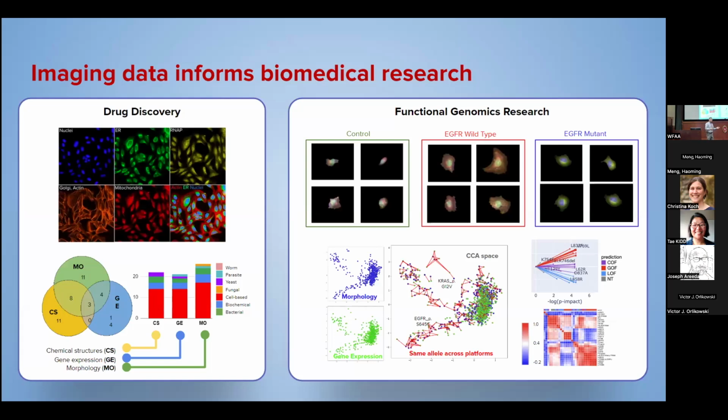And the take-home message here is that we can use imaging to inform biomedical research in many different ways. Drug discovery is one of the applications in which we can collect images of cells and tell whether the cells are responding in the way that we intend. But we can also do functional genomics or cancer research, all based on images.